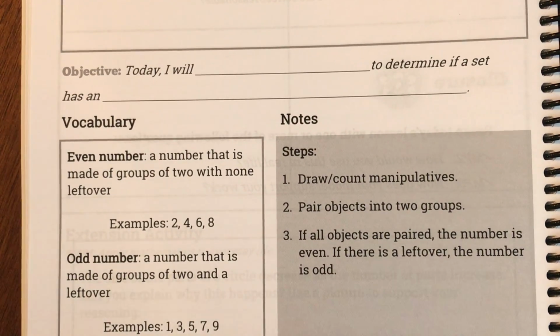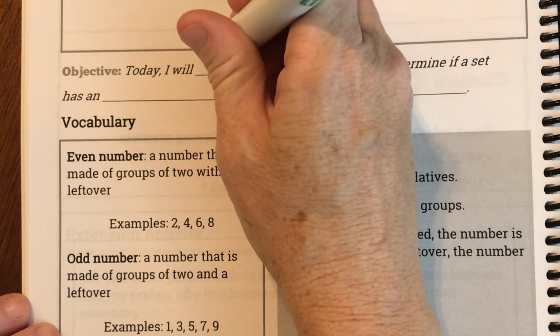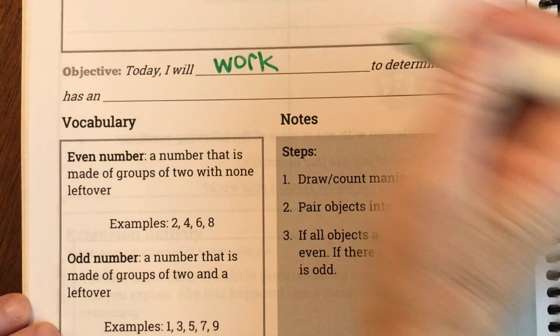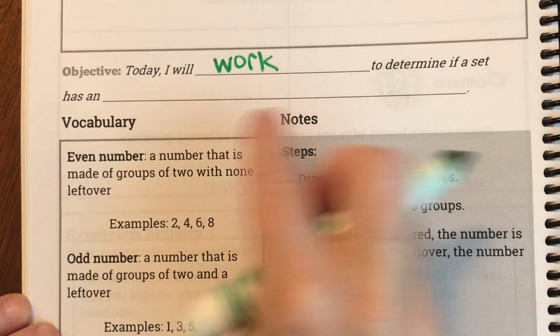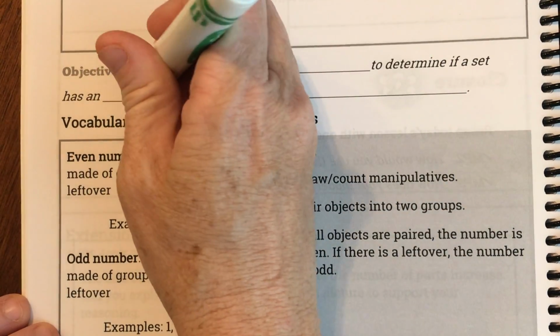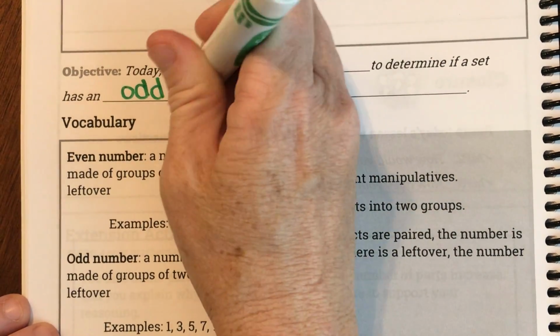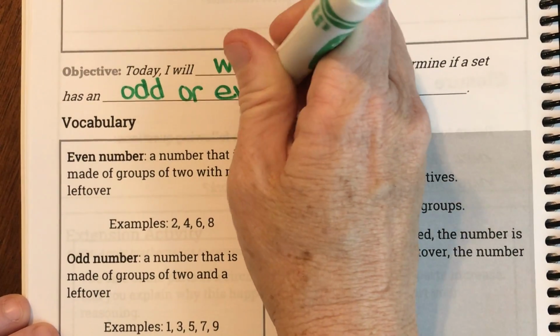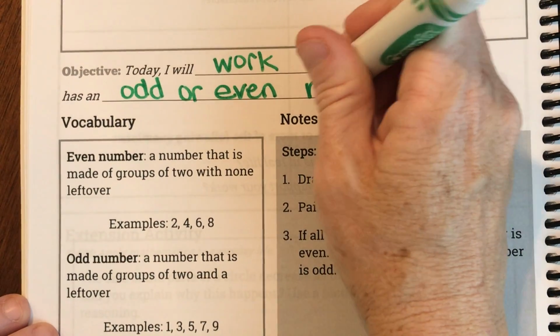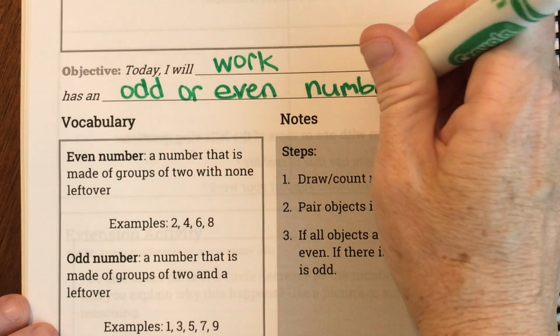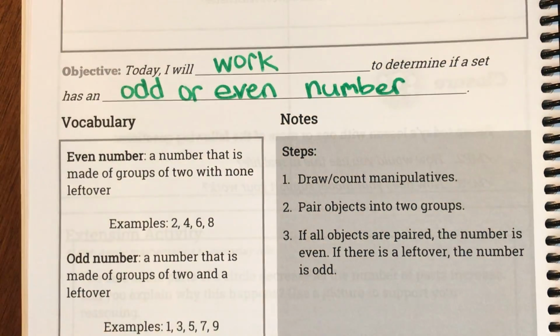Our goal or our objective for today is: today I will work to determine if a set has an odd or even number. So this is actually a lesson that you should have already done this year about odd and even numbers. We're just going to be looking at it again.